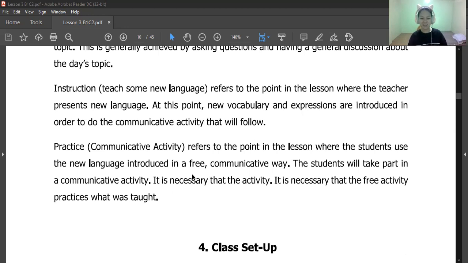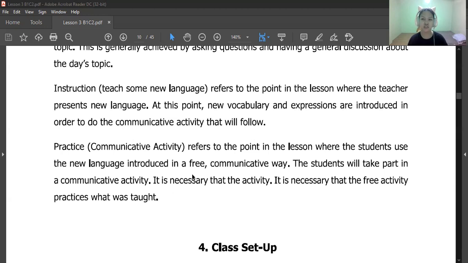It is necessary that the free activity practices what was taught. Okay, you discuss what you usually do, and the rules and regulations, etc. But then the lesson wasn't applied. There must be a clear application of the lesson.